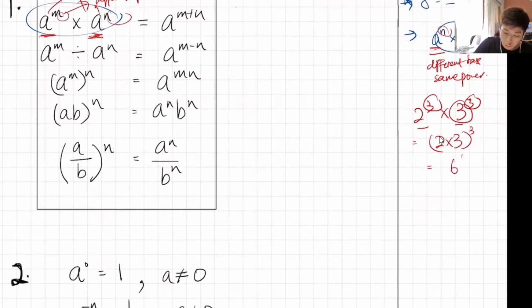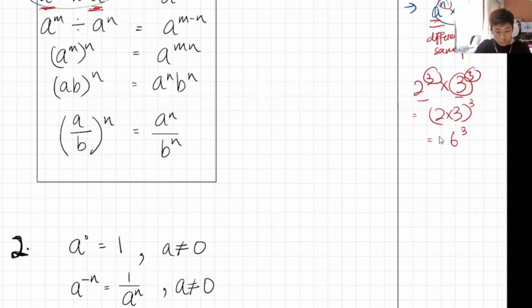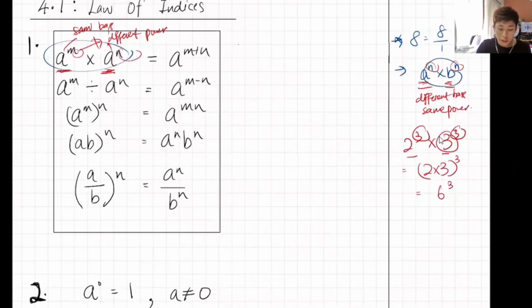This is just 6 to the power of 3 to complete it. These are basically all the laws of indices that you need to know. But people tend to make simple mistakes, as I've mentioned just now. One of them is when you have the same power but different bases, they confuse it with the first law, which is same base, different power.